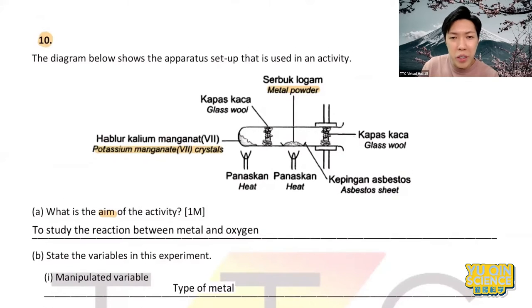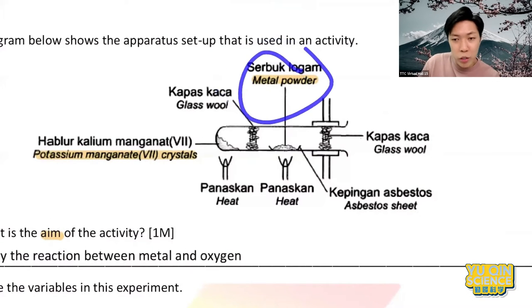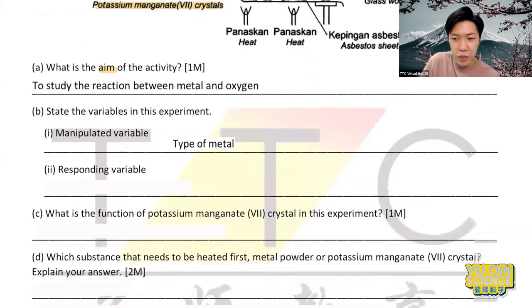So therefore, the next question, which is asking for the responding variable, makes much more sense now, right? So what is the result? The result is to see how crazy you are. Some very crazy, some not crazy. How do we say that? That's called the reactivity of metals. Okay, reactivity.